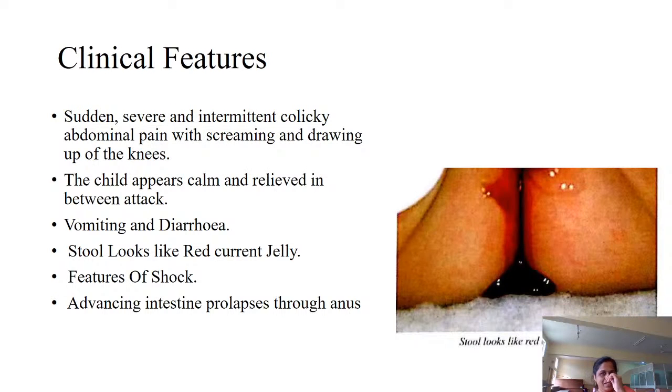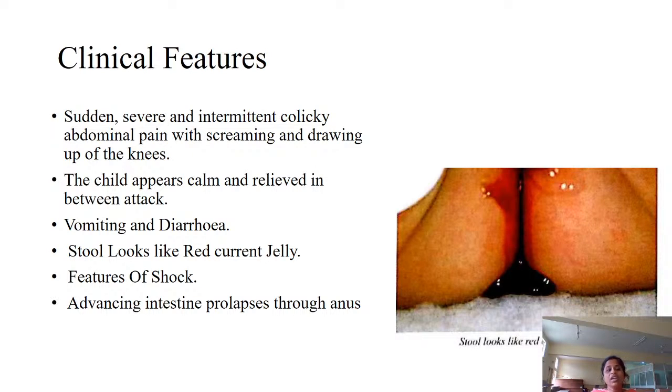So how will the child present? The child will present with episodes, initially colicky episodes, with sudden pain. The child will start crying, screaming with abdominal pain. It will draw the limbs up over the abdomen. Obviously, it is an infant, and the child will not be able to communicate in words. But yes, suddenly the baby will scream, and after a period of time, the pain comes down, the peristaltic wave passes, and the child appears calm and relieved in between the attacks.